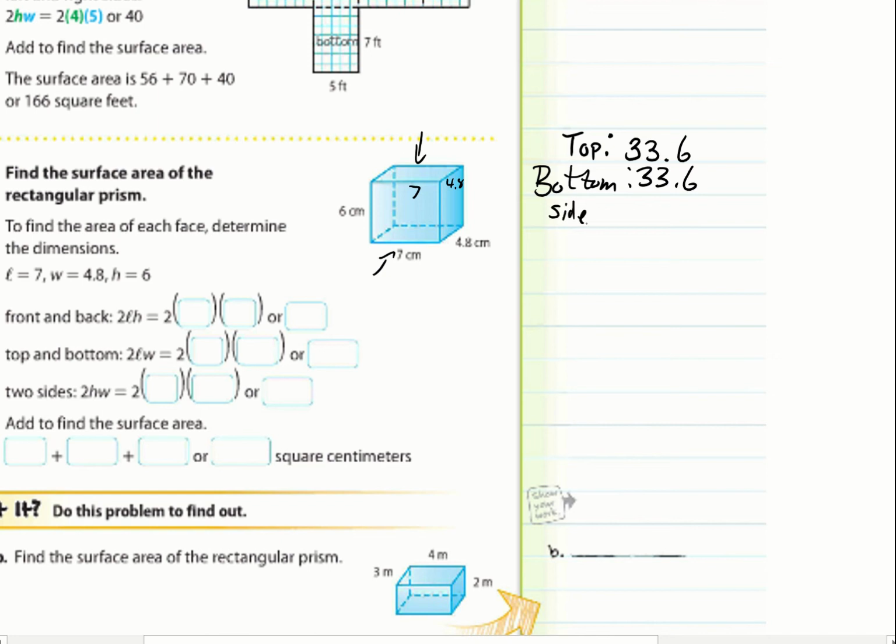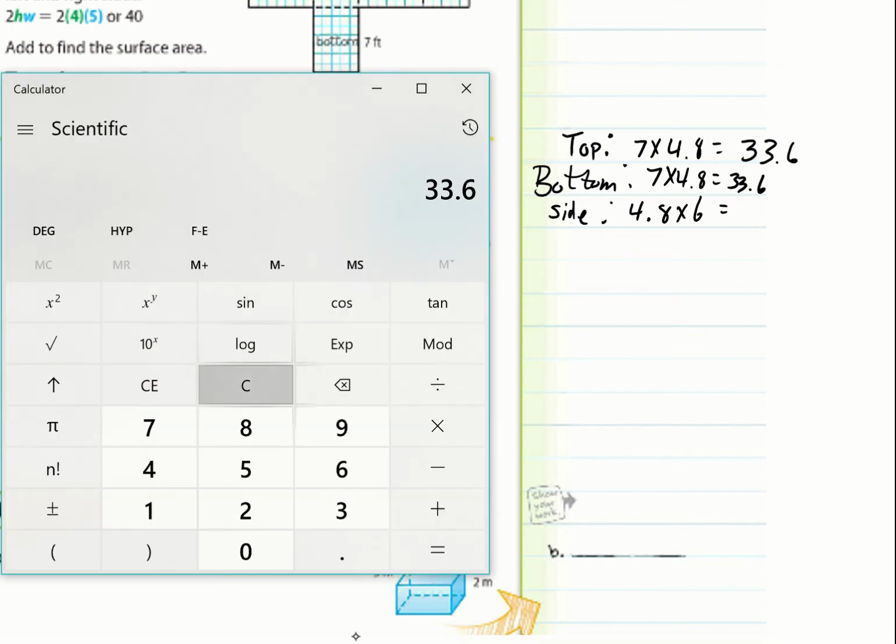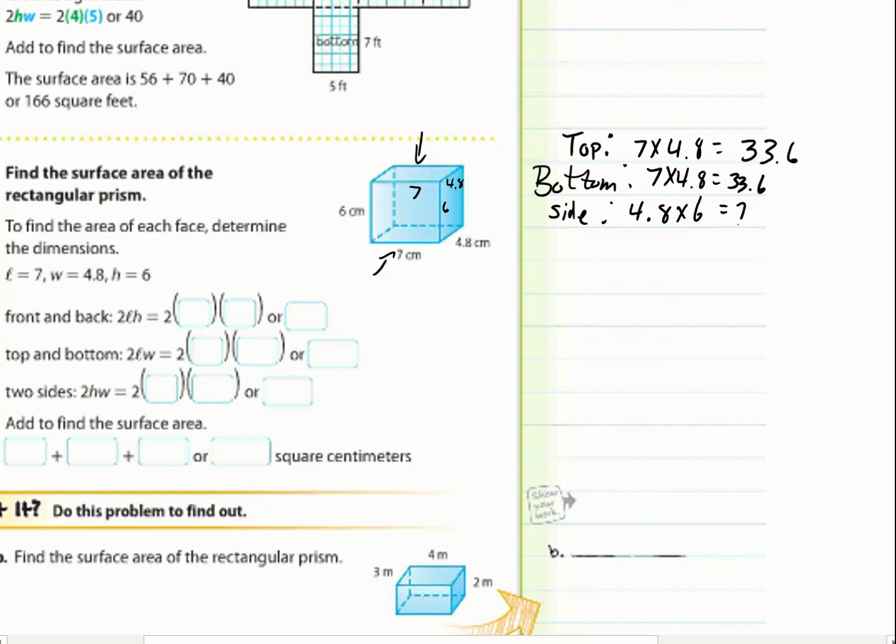So I'm going to do a side, so this is going to be the left side or right side. So I have 4 8/10 by 6. Yeah, I guess I should write this down, huh? 7 times 4 8/10 equals, was that 33 6/10? So my side is going to be 4 8/10 multiplied by 6. So 4 8/10 times 6 equals 28 8/10. So my other side is going to have the same exact area. So 4 8/10 times 6 equals 28 8/10.